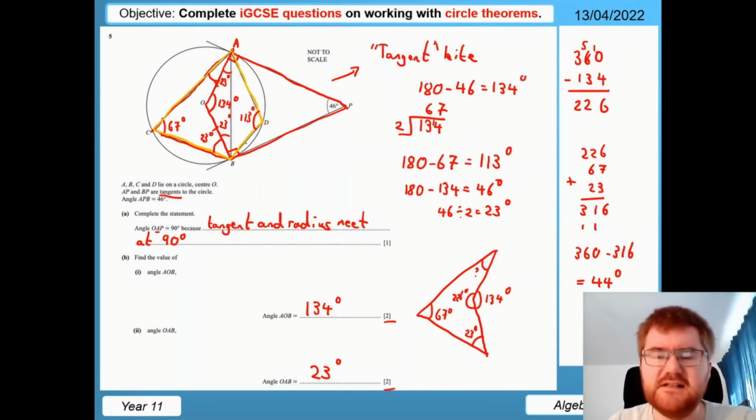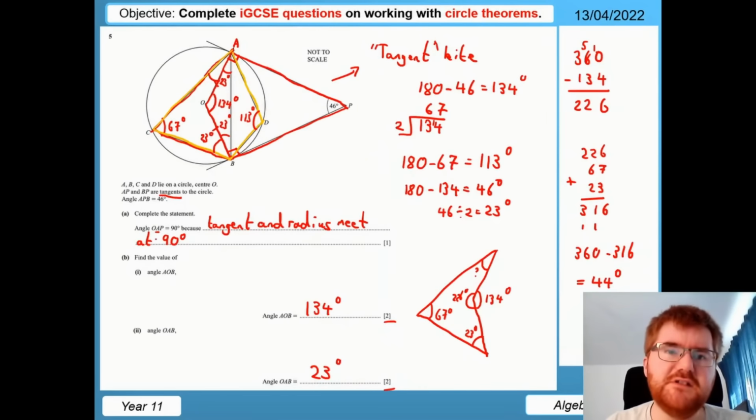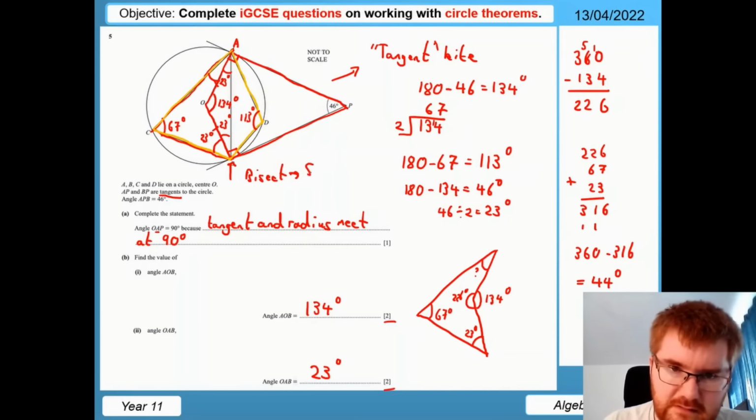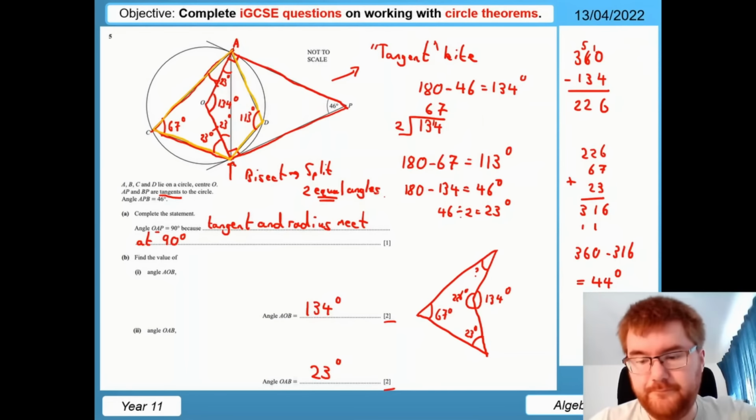One thing to realize is this word bisects. It's something I didn't really highlight too much. As soon as you see bisects, that just means split into two equal angles. Yeah? So split into two equal angles. Okay, so that's just an important word to be aware of.